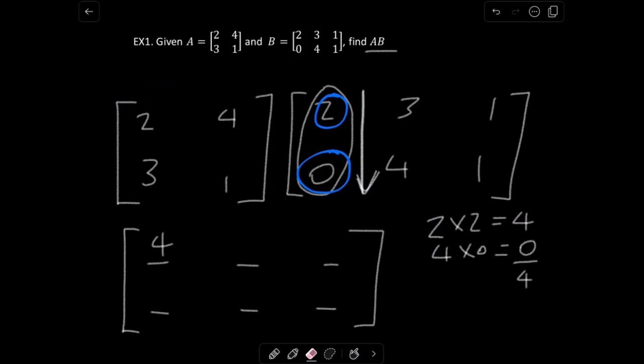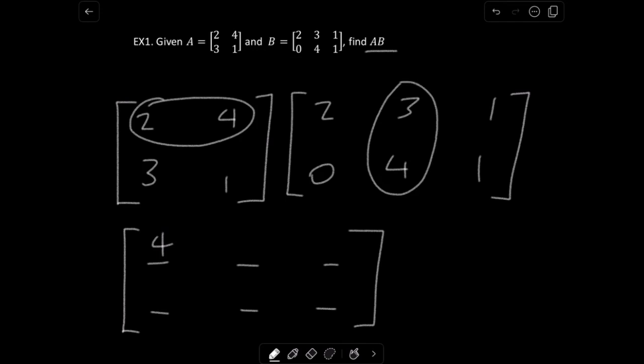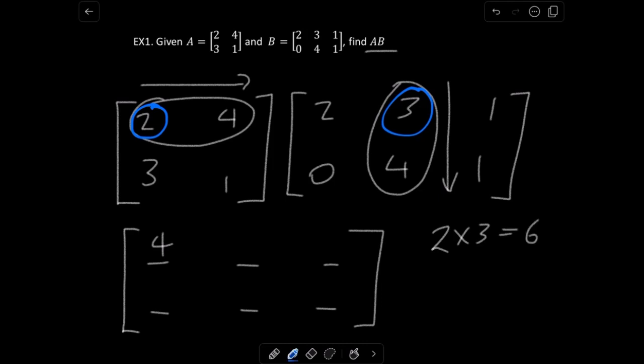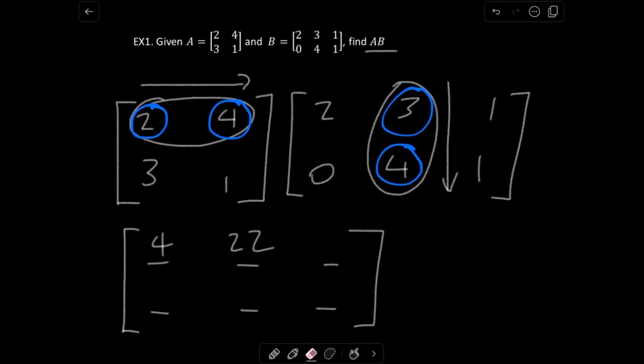Okay, simple. Let's do it again if you didn't get it, and we'll apply it now. So now I'm looking at row 1, column 2. When we multiply matrices, we always multiply left to right, top to bottom. What does this mean? I'm going to take the 2 and multiply it by the 3. So it's 2 times 3, that's equal to 6. Then I'm going to take the 4 and multiply it by 4. That's 4 times 4 equal to 16. Add the answers that you get. You have 22. There is row 1, column 2. Simple. Let's do it again.